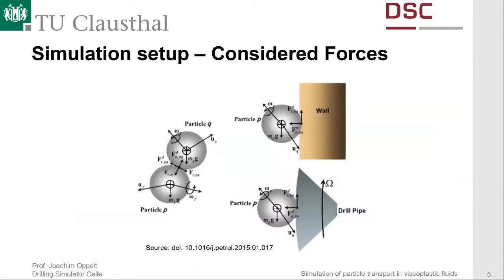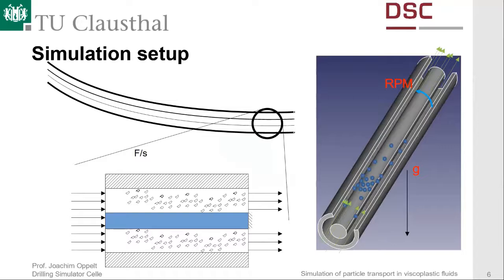For the particle forces, as before, the forces between the particles and the wall, and between the particles and the drill pipe are considered for the simulation setup. For the geometry, things have changed a bit. We now have the inner pipe throughout the whole simulation area, but we still have particles and the fluid, of course, in the annulus. This time we also use a periodic boundary condition for the flow. But apart from that, things are similar. The inner pipe is rotating. We have the flow and the particles.